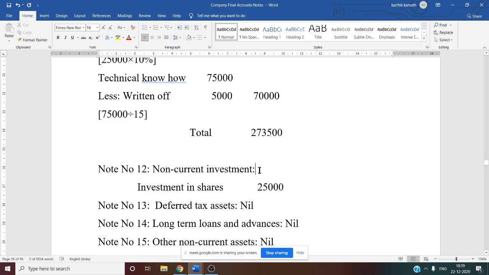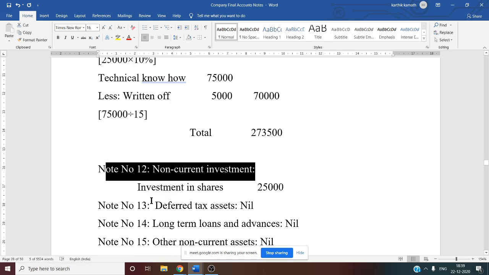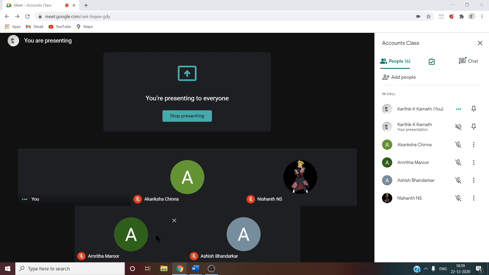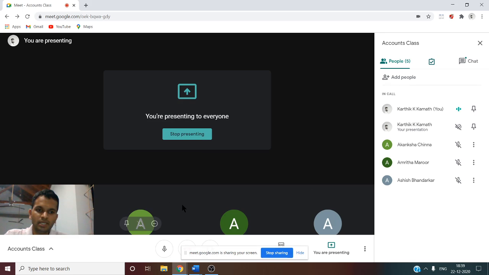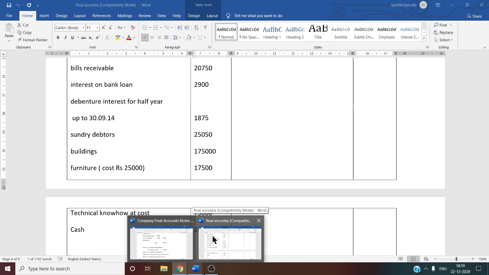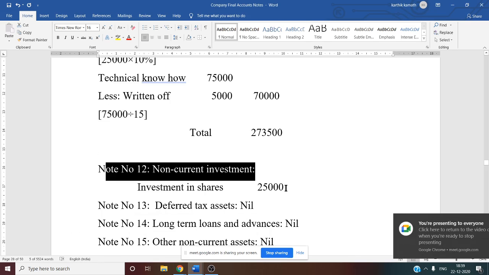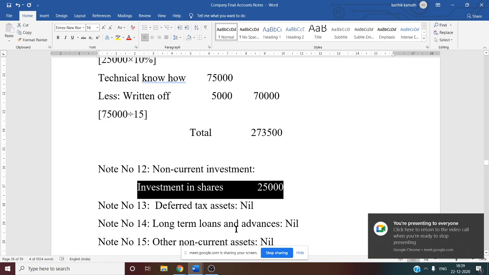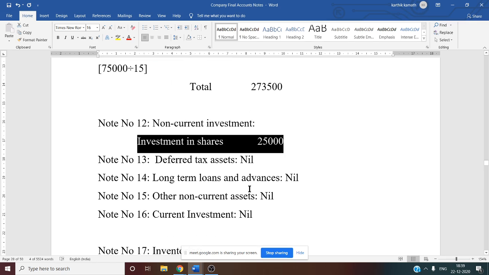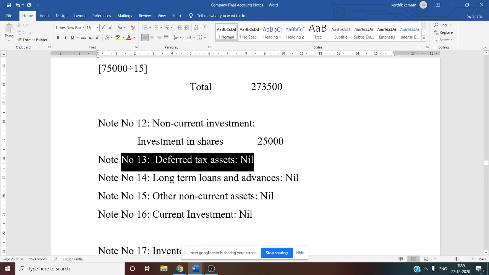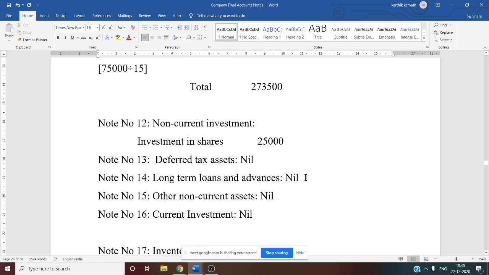Next we see note number 12, non-current investment. There is only one piece of information, about investment in shares, so you can show that directly: 25,000. No other non-current investment. Note number 13, deferred tax asset, is nil because there is no tax profit.